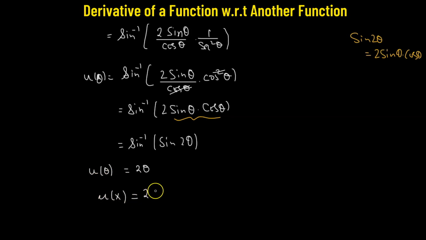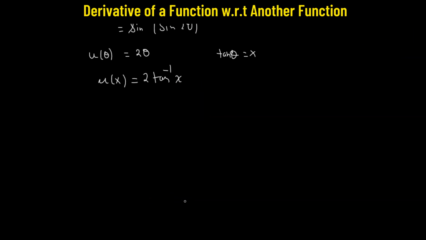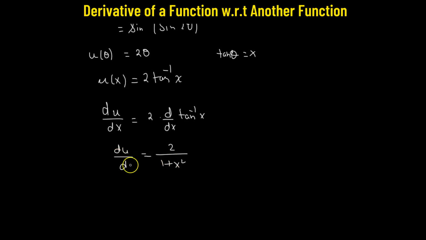So that means we have 2 times theta, where we consider tangent of theta to be equal to x. So that means theta will be equal to inverse tangent of x. Okay, fine. Now that we have the value of u of x, which is 2 times tangent inverse of x, its derivative with respect to x will be equal to 2 times the derivative with respect to x of inverse tangent of x. So that gives us 2 divided by 1 plus x squared. So this is du over dx. Let's label this as number 1.